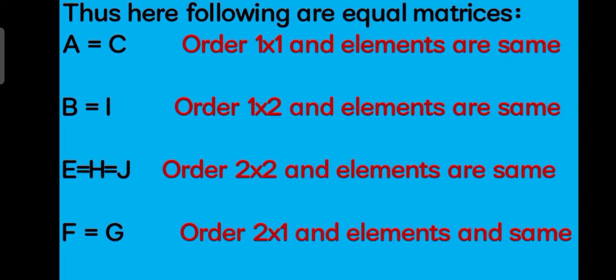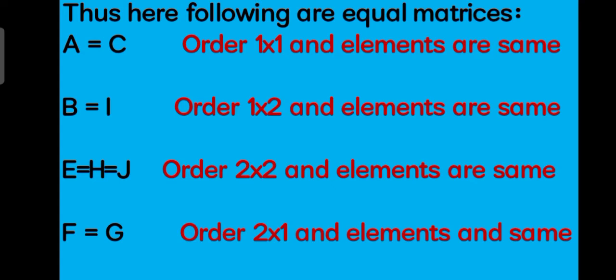Now the second condition is that the corresponding entries, meaning the elements written inside, should also be the same at that place. Looking at A, 3 is written, and in C, 5 minus 2 equals 3. Then both our conditions are satisfied. Look here, the order of the two matrices is equal and their corresponding entries are also equal. So that means A is equal to C. A and C are equal matrices, with order 1 into 1 and the same elements.